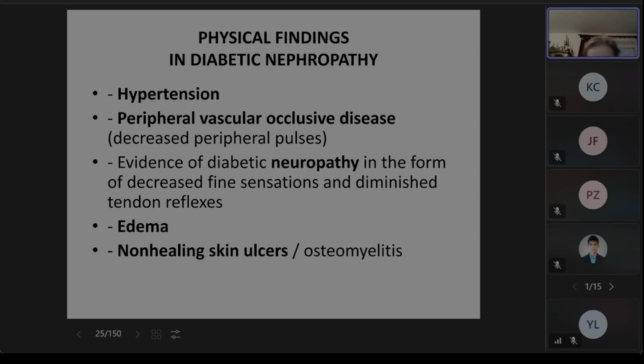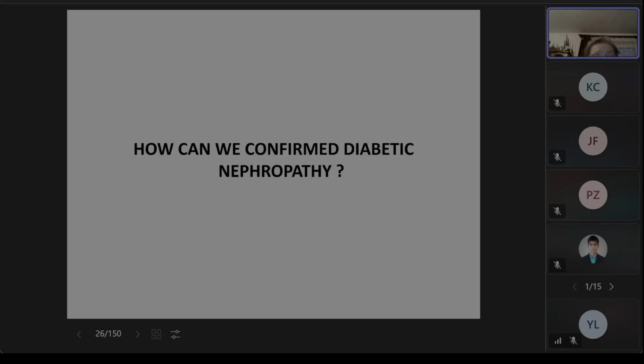Another thing you can find in such patients are signs of peripheral vascular occlusive disease, some neuropathy connected with diabetes, and finally edemas, as well as non-healing skin ulcers, leading also to osteomyelitis. These are the most common signs of advanced complications of diabetes mellitus.